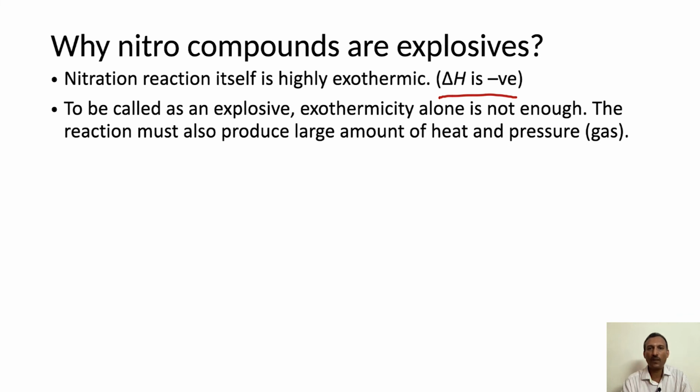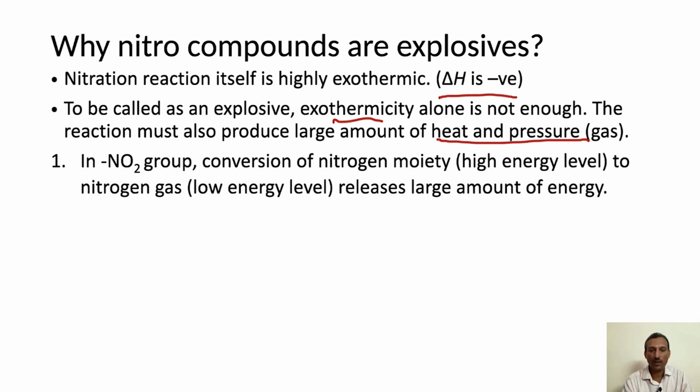To call a reaction explosive, just having the exothermicity of the reaction alone is not sufficient. The reaction also should produce a large amount of heat and pressure. That means a gaseous product should be formed in this reaction. Whenever a large amount of gaseous products are formed in a reaction, and the reaction is also exothermic in nature, we call that kind of reaction an explosive reaction. And this has to happen instantaneously, not over a period of time.